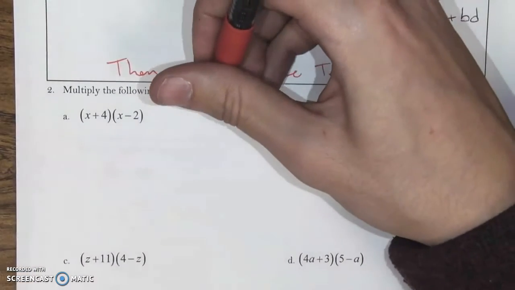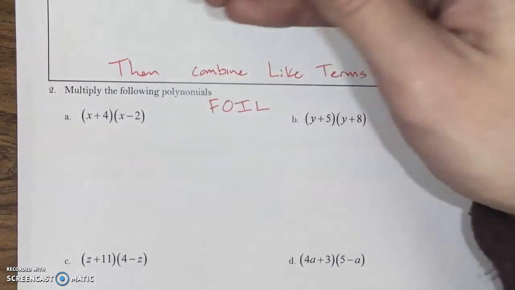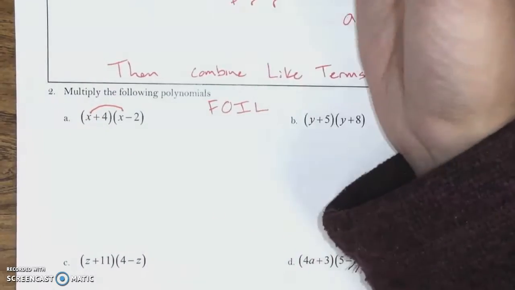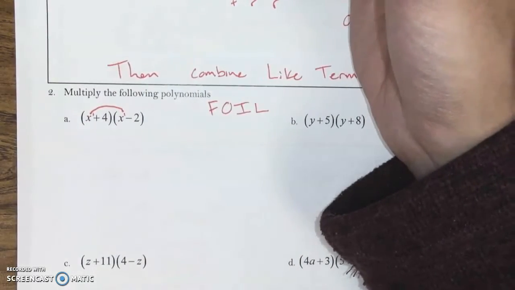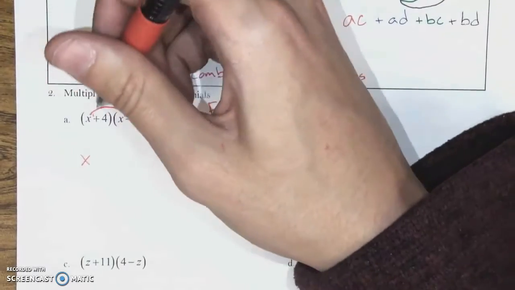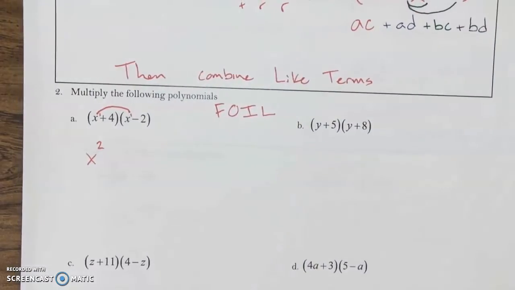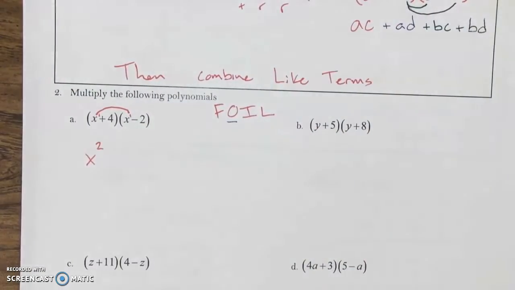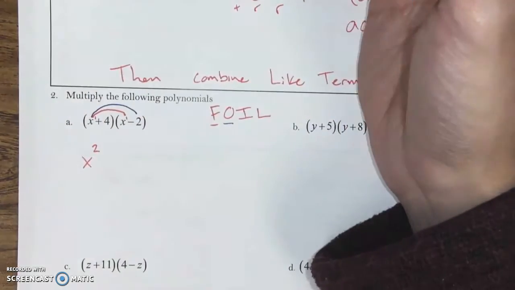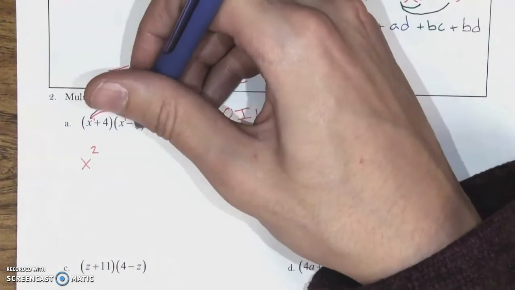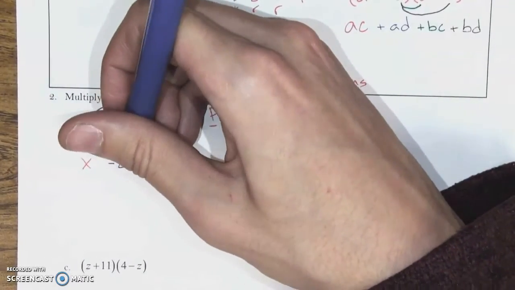So again, FOIL, first, outer, inner, last. We're going to start with first. So we multiply the first terms in each of these. So we have x times x, or x to the 1 times x to the 1. So that would be x to the 1 plus 1, or x to the second power. Then we do our outer term. So x times negative 2. Keep in mind we are multiplying by negative. So x times negative 2 is negative 2x.